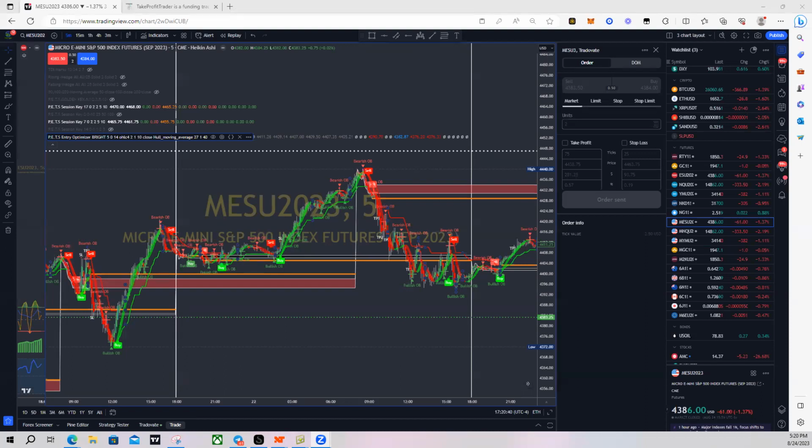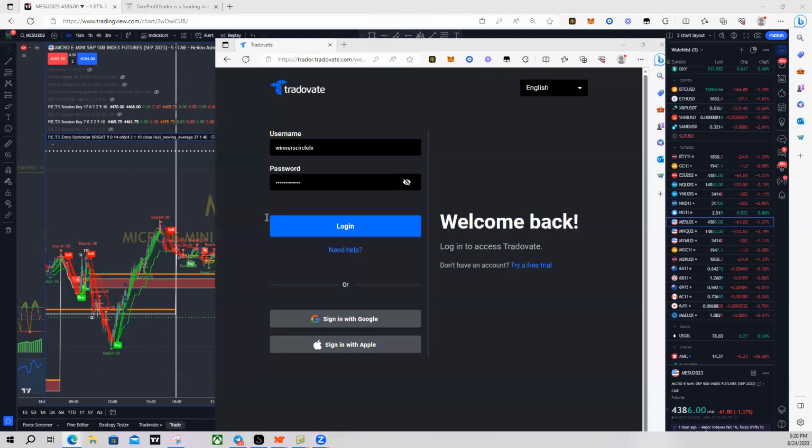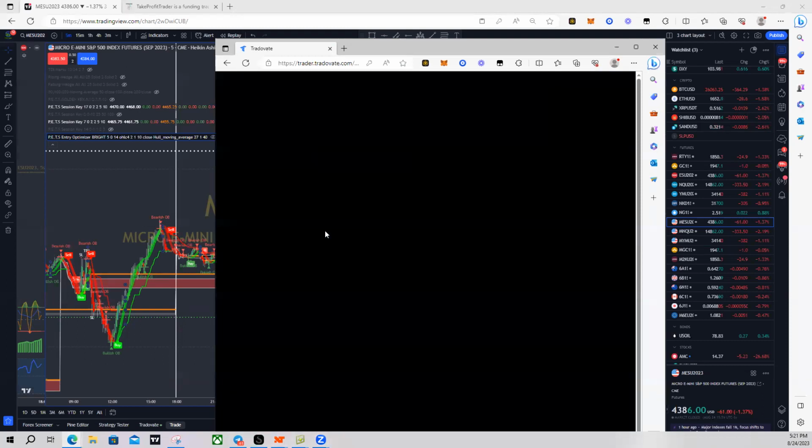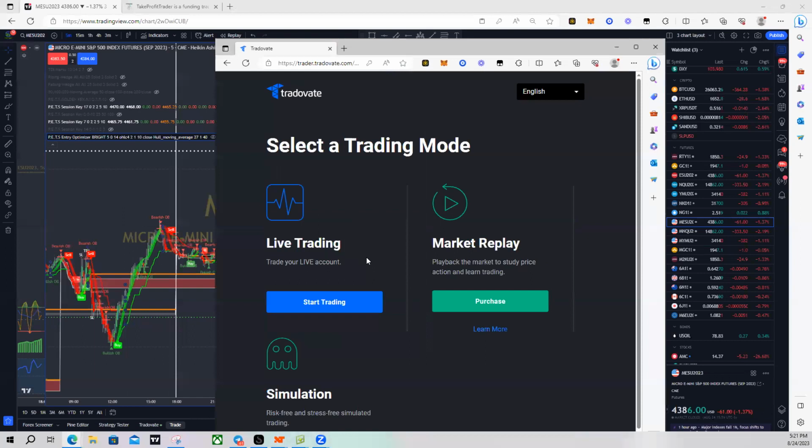So what I'm going to do is pull up Tradovate. Pull this over to the screen. You guys will log in using the login information that you got in your email, whether you're using Take Profit Trader or Apex. Those are the main two that we're using right now. You will utilize your username and the password that they gave you. You're going to log in. When you log in to Tradovate, you're going to go to Simulation.